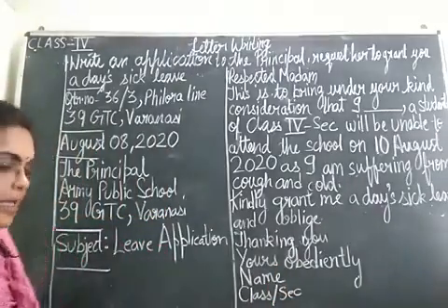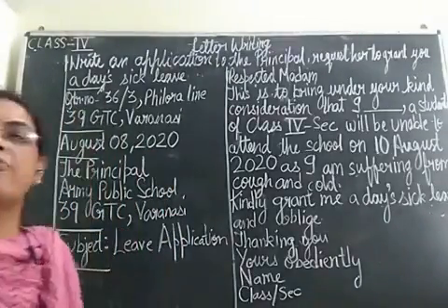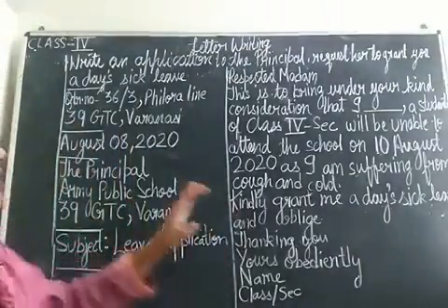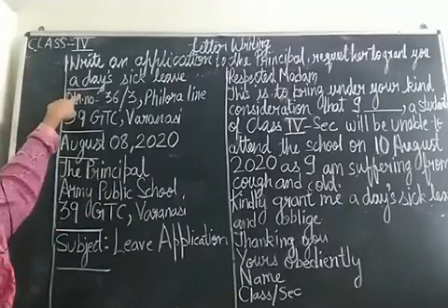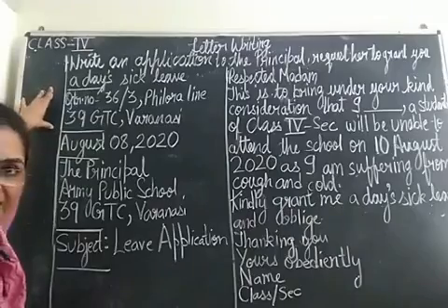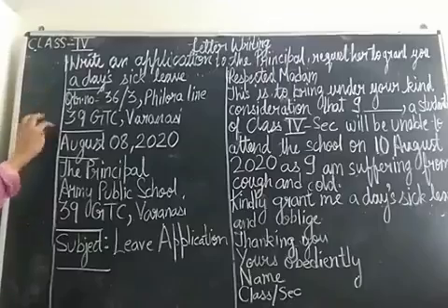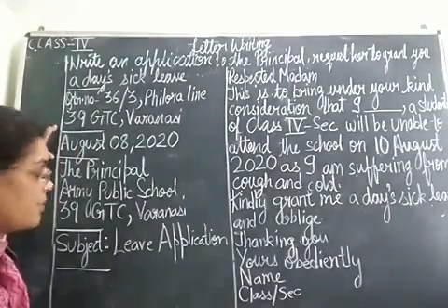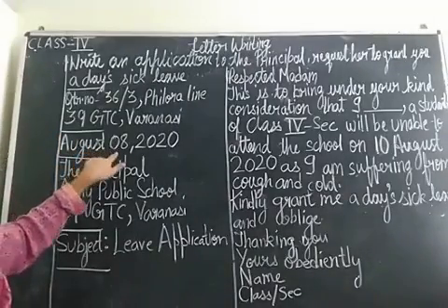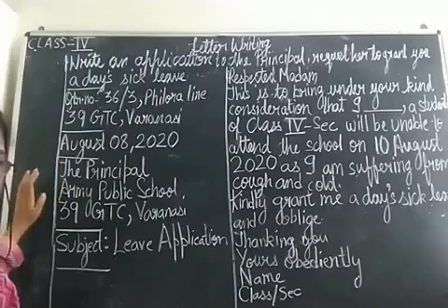This is the letter. Now again I am telling you the format of the letter. Please listen to me. First, after the heading, you leave one line. Then you write your address. That is the sender's address. After the sender's address, you leave one line. You write the date. Date has also got a format. First the month, then the date, then the year. After that, leave one line.